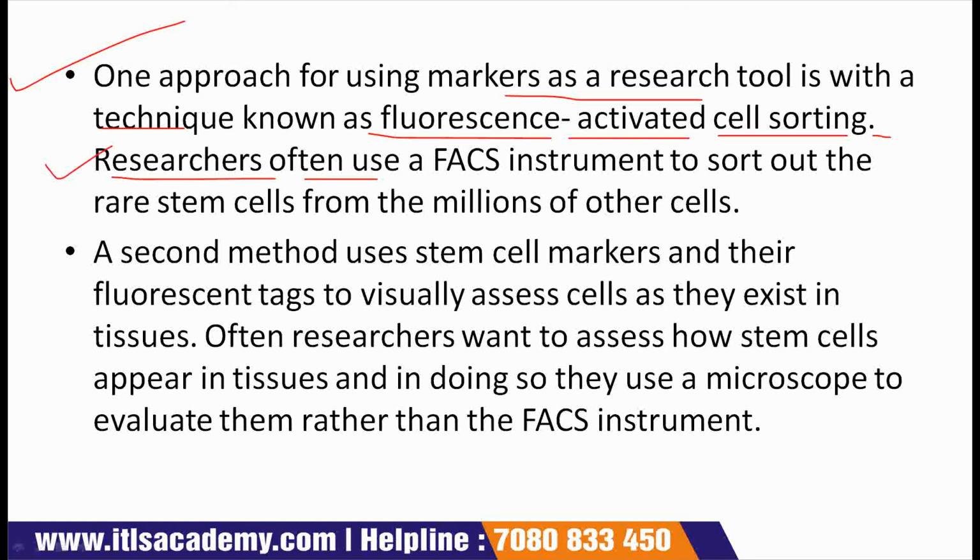Researchers often use a FACS instrument to sort out the rare stem cells from the millions of other cells. The charge difference allows stem cells to be separated from other cells. The researchers now have a population of cells that have all of the same marker characteristics, and with these cells they can conduct their research.